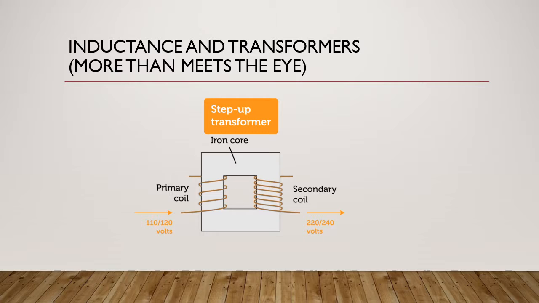I want to point something out. On the left-hand side, there are 1, 2, 3, 4 coils. And on the secondary side, there are 1, 2, 3, 4, 5, 6, 7, 8 coils. Sorry, I didn't do a very good job of counting them there. But you can see there are 8 coils. That's not a coincidence. If you want to increase your voltage, you want your secondary coil to have twice as many coils as your primary. That will step up your voltage.